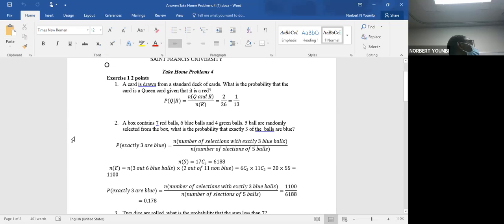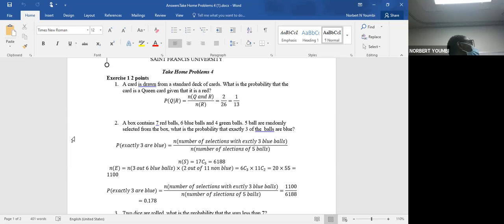So I want you as well to understand the difference between the conditional and the and. If it was and, green and red, then we will say 2 over 52, because you are picking 2 cards out of 52. Now this card is picked out of 52, but you don't know whether it's a queen, yet you know it is red.